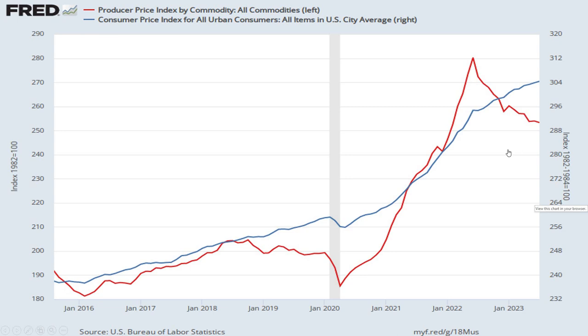The reason why the CPI has corrected in large part has to do with the fact that one of the two components of what makes up the consumer price index, which is producer prices, has corrected largely after peaking drastically in the middle of 2022.